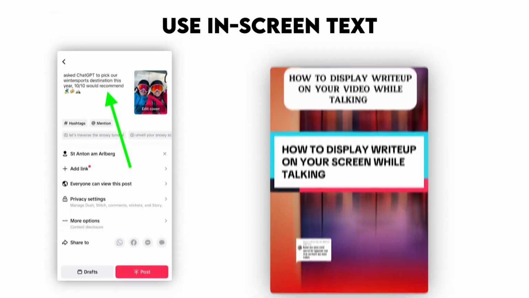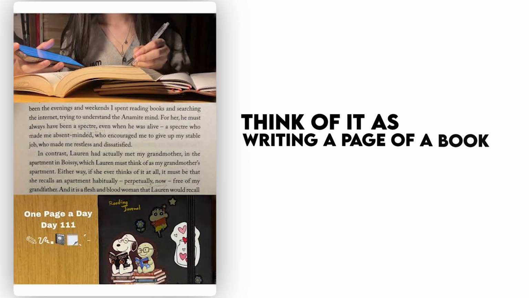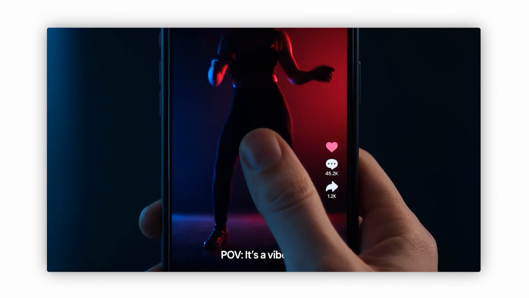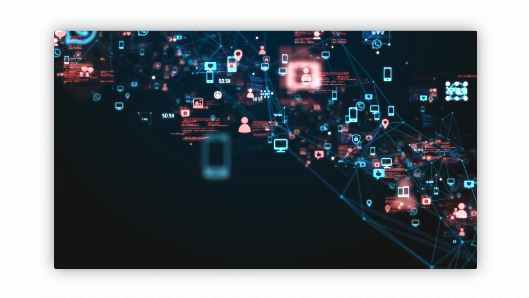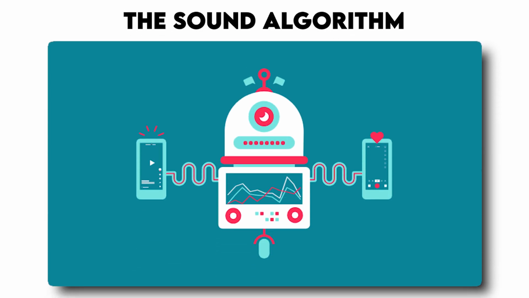Use in-screen text and write detailed captions, and you are already ahead of most. Think of it as writing a page of a book that TikTok has to read before it decides where to shelve it. Words are one way the algorithm reads a video. Audio is another. The sound algorithm.